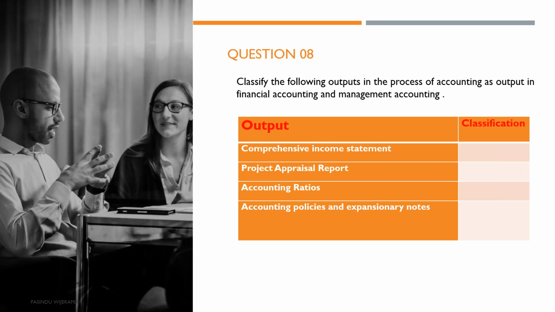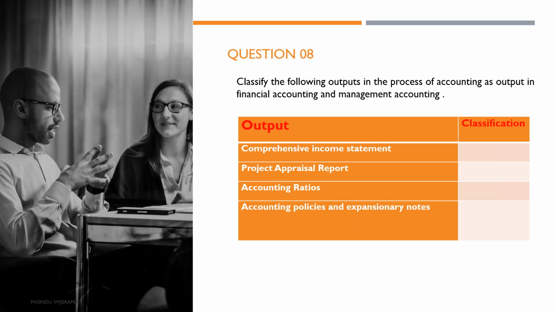Right. Okay. Comprehensive income statement is what? Exactly. Financial accounting. It's a financial accounting output. Project appraisal report. That is management accounting. Exactly. Accounting ratios are management accounting. Exactly. And expansionary notes. That is financial accounting.